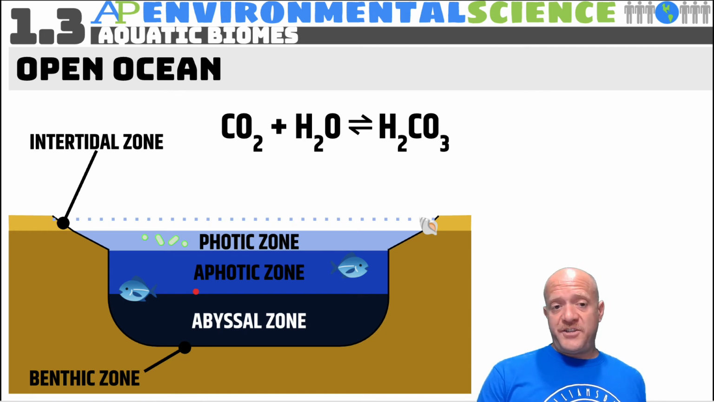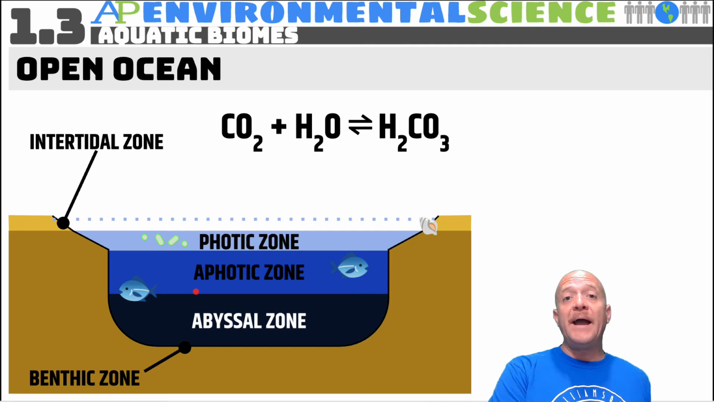Now the open ocean is by far the largest biome on the planet. However, it has incredibly low productivity. And that is because there is basically nothing. It's like a huge desert.